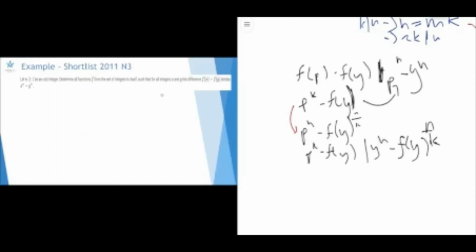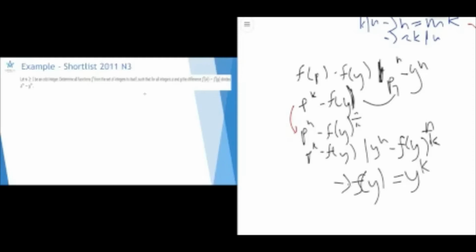So as a result, we got f of y to the power of n divided by k is equal to y to the n. So thus f of y equals y to the k. And this held for any y we chose. So that means we're done.